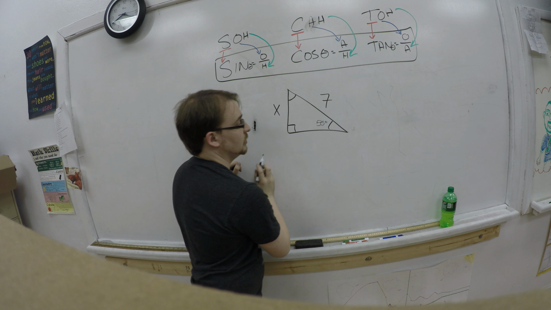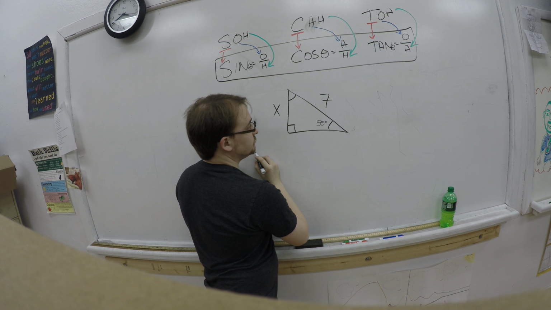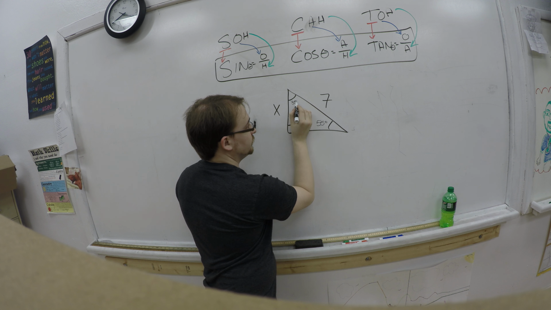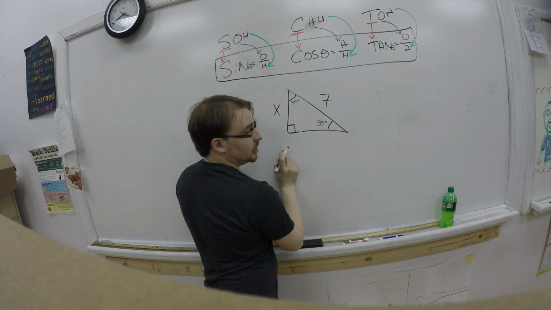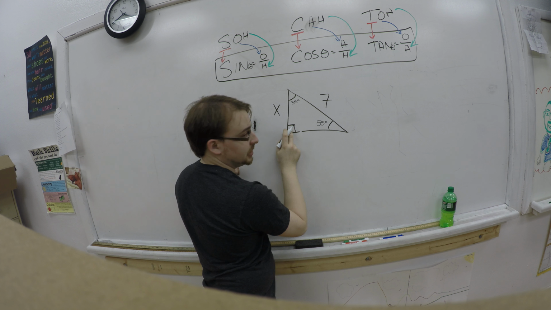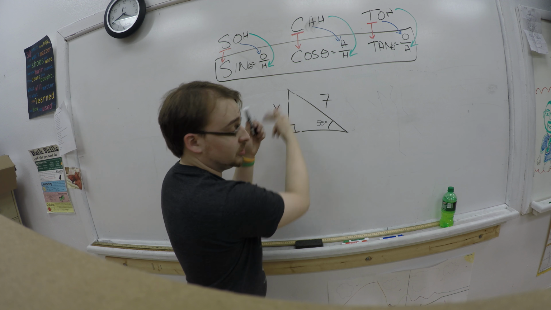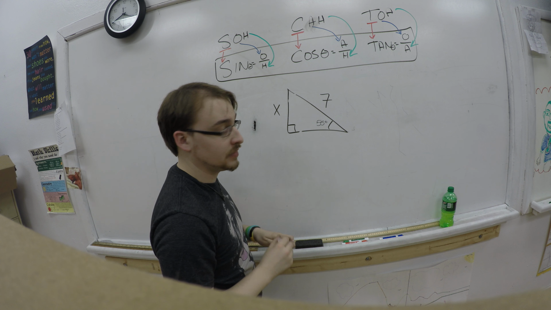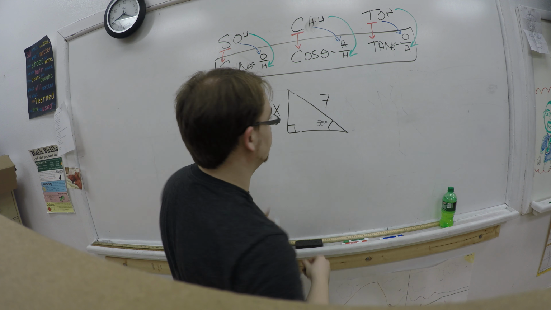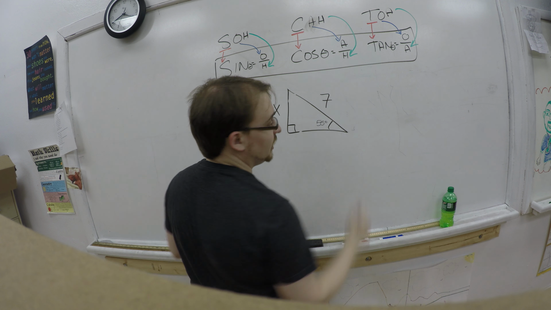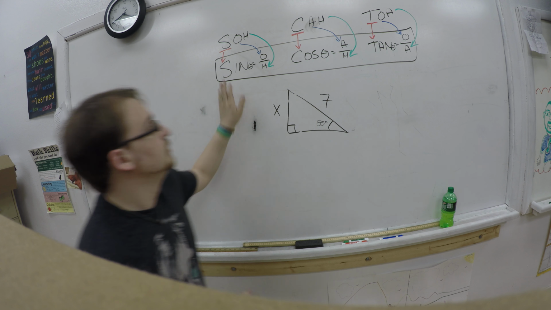What's this angle up here? 35, right? Because they all have to equal 180. 35 plus 55 plus 90 is 180. If you don't know that, that's okay. But you can tell the angles aren't going to be equal, so the sides aren't going to be equal. So we got a problem. We need to find this guy, but we're only given an angle and a side. How do we do it?